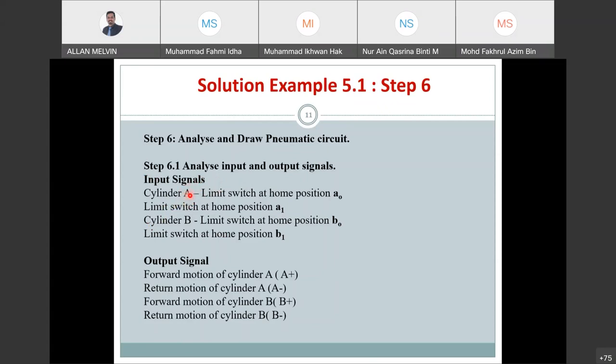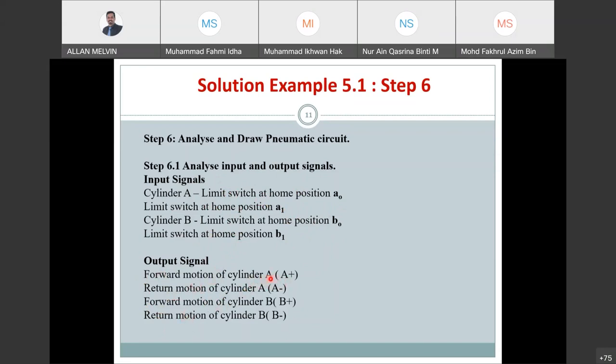Okay, manually, I think you all know. How to give the input signal, right? There is pneumatically, you can, but pneumatic no need to write here. This one is more to a physical switch, or push button. Okay, then output signal. The output signal, all the sequencing just now.